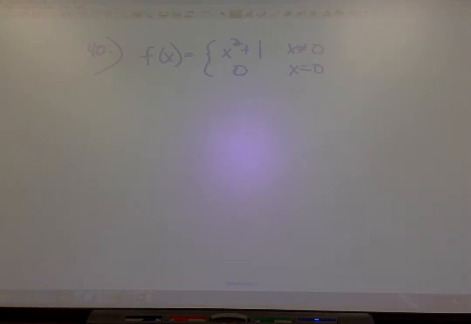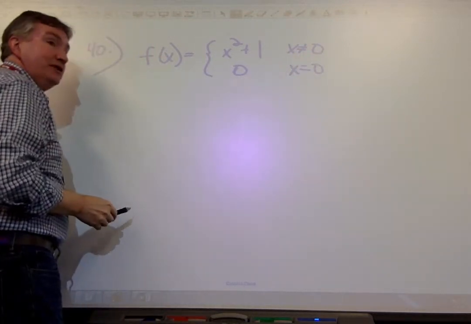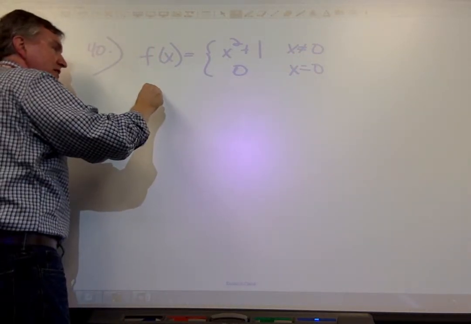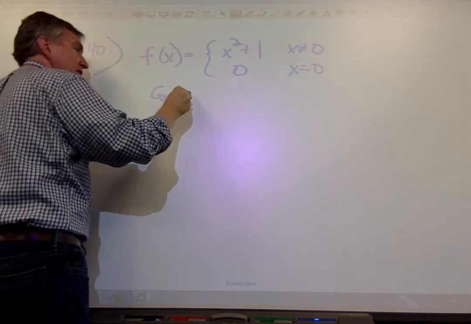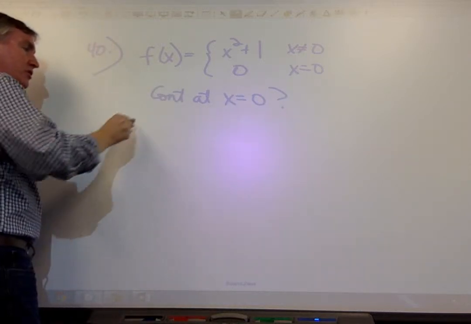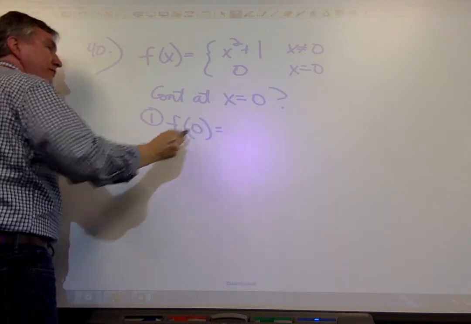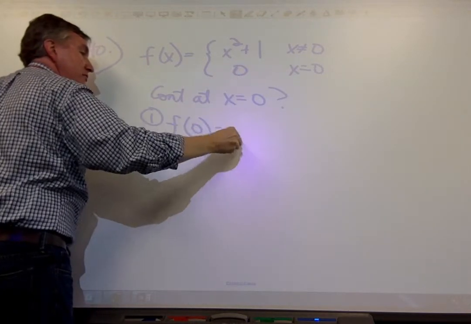Okay? The question is number 40, are there any discontinuities? Are there any points where you think it's discontinuous? Yeah. I would say any place that it seems to break in a piecewise function, I would need to test. So my question, continuous at x equals 0? Well, first tell me, what is f of a? What's f of 0? F of 0 is 0. That's fine.